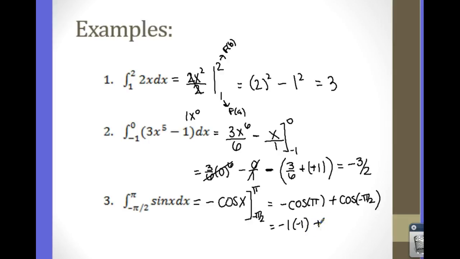Plus, now take cosine of negative pi/2. So you're going to go from like 0 and down, or say that it's like 3 pi/2, which is 0. So we get 1.